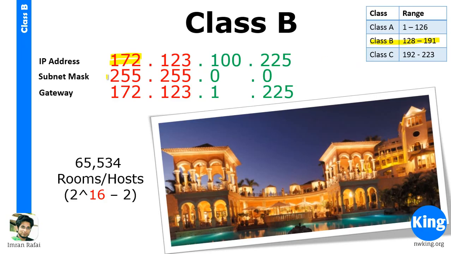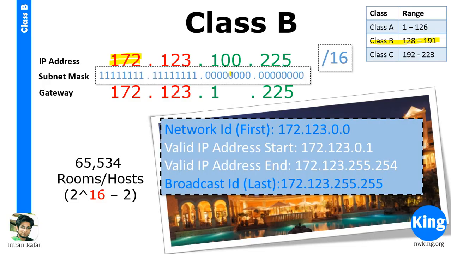So class B IP address will have a subnet mask of 255.255.0.0. If you remember, class C had three 255s, but class B has two 255s. So if we convert the subnet mask into the binary form, this is how it looks. And like we discussed earlier, this is represented as /16 because it has 16 ones. And again, like we already know, the separation happens here.